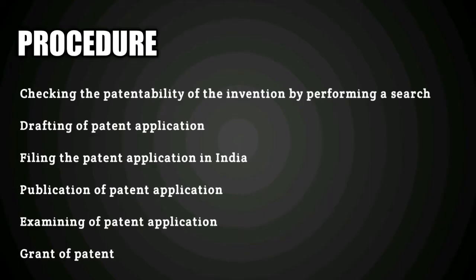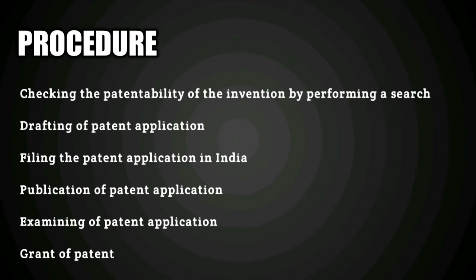The complete patent registration process involves a series of steps which are to be mandatorily followed to get a patent in India. So there are certain steps which are to be followed compulsorily if you want to get a patent in India. First of all, you have to check the patentability of the invention. You can do this by performing a search. Then you will have to draft a patent application. After drafting the application, you will have to file it. After this, the publication of your patent application will take place. Then your patent application will be examined. Finally, the patent will be granted.